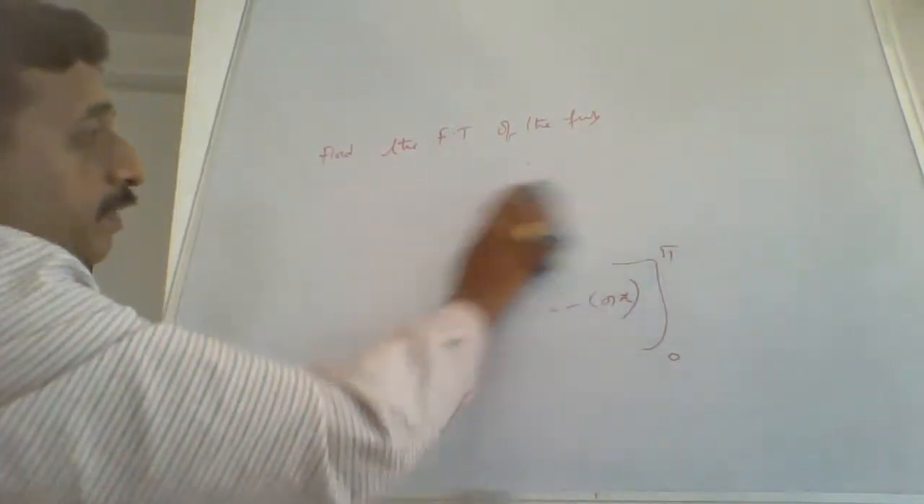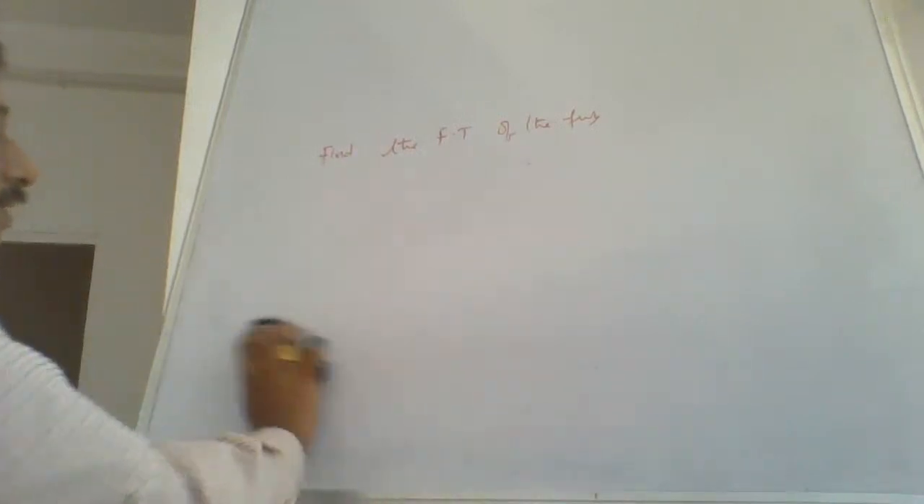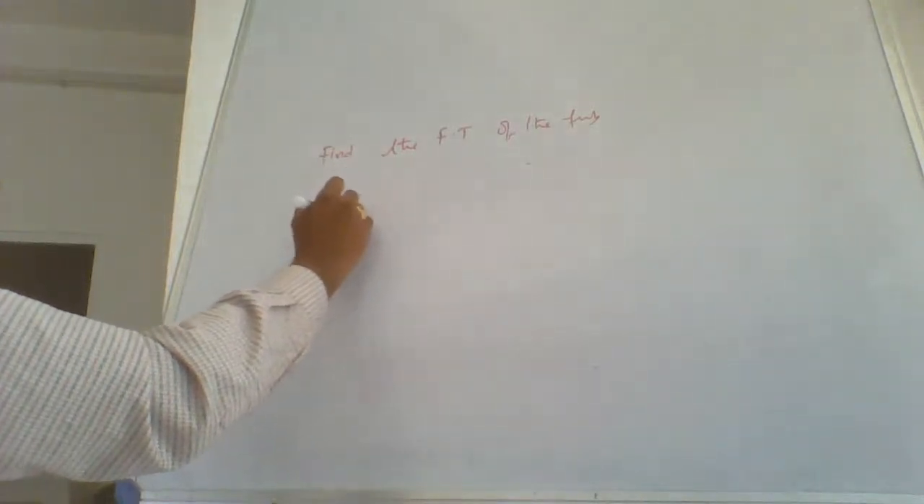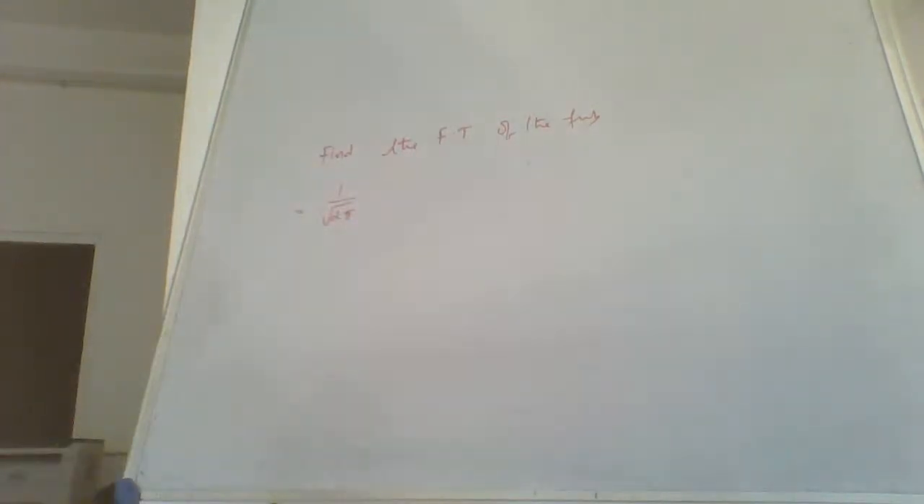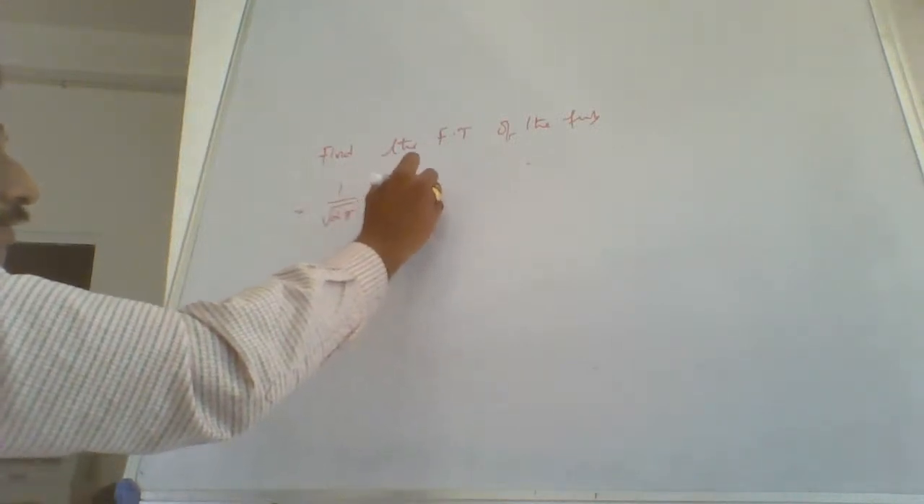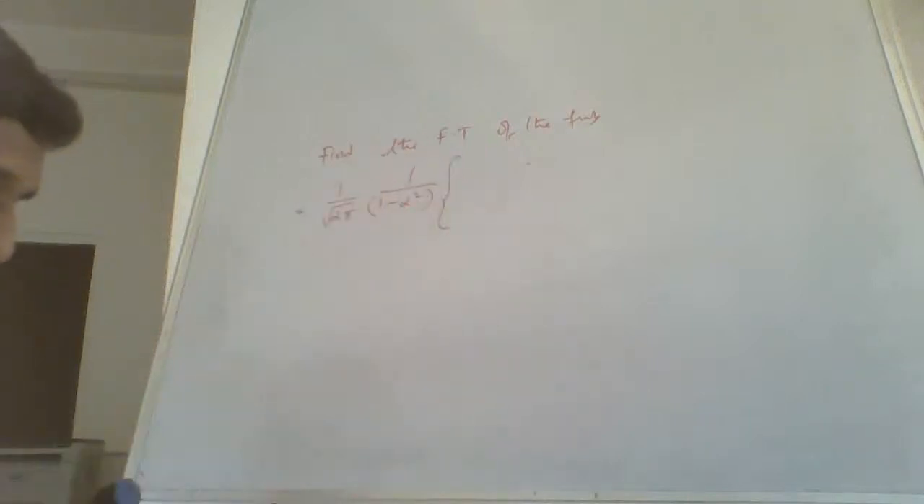Let us put the upper limit and the lower limit. Let us substitute those limits now. So if I substitute that limit, I get 1 by square root of 2 pi, 1 by 1 minus alpha square. Okay, so this will be integral.